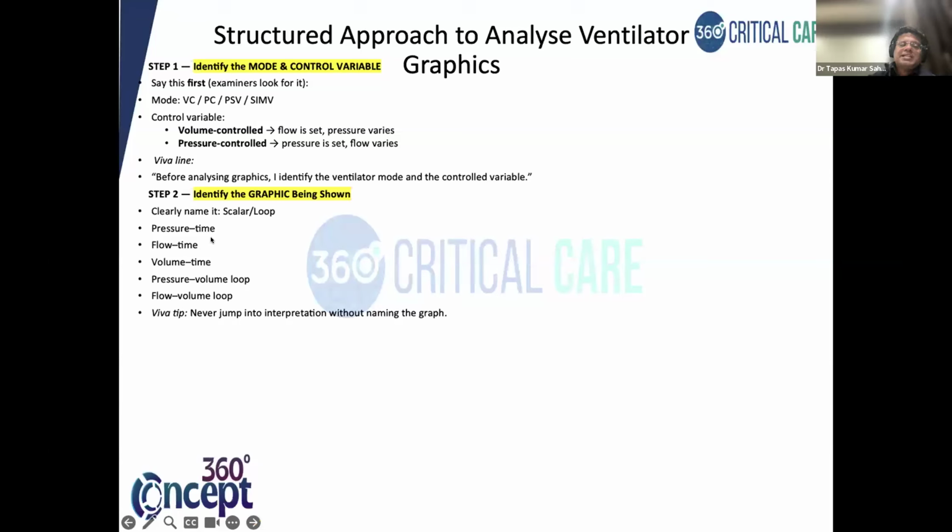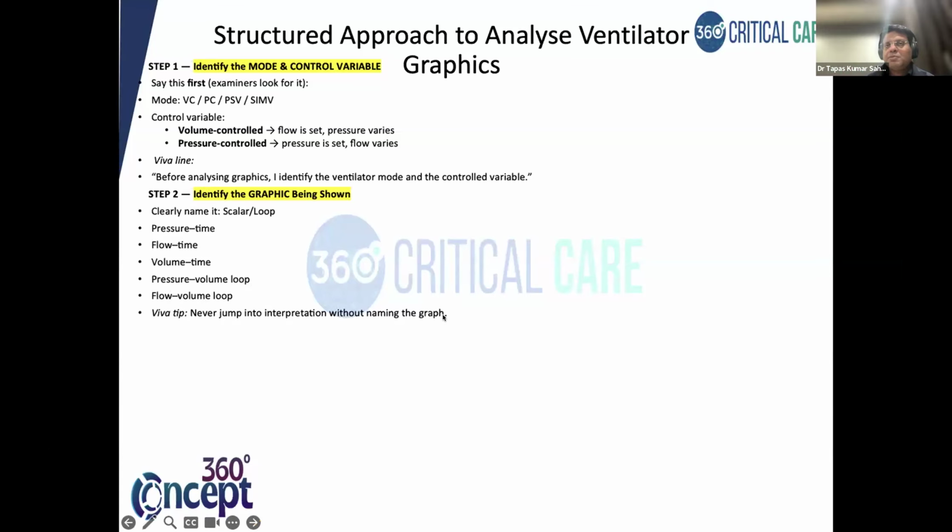Now the second step: the examiner would be showing you the graphic, in the practical on-site exam or in the online exam like EDIC 1, EDIC 2 or any fellowship exams. You will be expected to identify the graphic, clearly name whether it is a scalar or a loop, and in the scalar whether it is pressure-time, flow-time, volume-time, pressure-volume loop, flow-volume loop. Never jump into the interpretation without naming the graph.